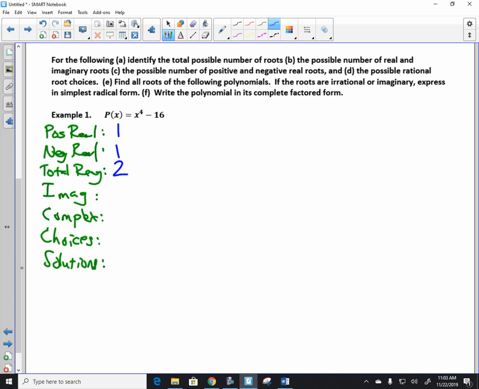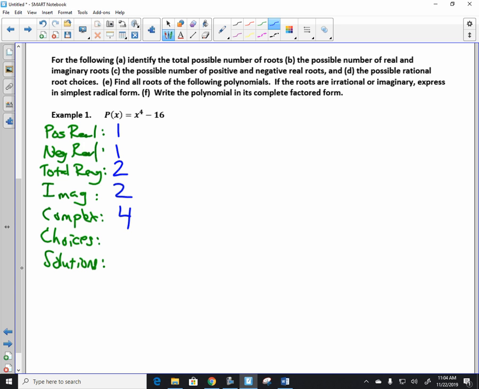How many total complex solutions do I have? 4. So if I have a total of 4 complex solutions and 2 of them are real, then how many imaginary do I have? I have 2. We haven't even done anything to the problem other than look at it, and you already know you got 1 positive real, 1 negative real, 2 imaginary, for a total of 4. That's kind of cool. That's like diagnosis right from the beginning.